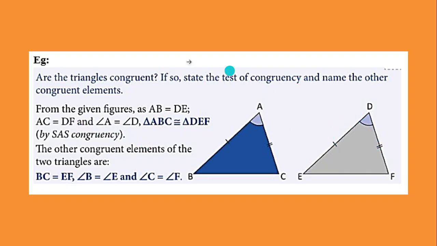Right? Now name the other congruent elements. You know that in triangles we have a total of 6 elements. So if three are equal, the remaining three will also be equal. So let's take the third side. If these two triangles are congruent, then the third side, that is BC, will be equal to EF. And the remaining two angles, angle B is equal to angle E, and angle C will be equal to angle F. So these three are the remaining elements, and the three elements we already used gave us SAS congruency.